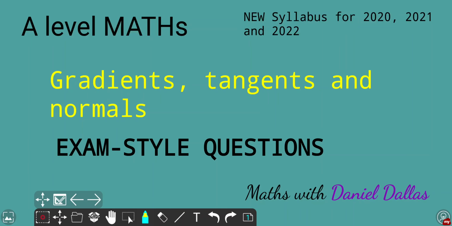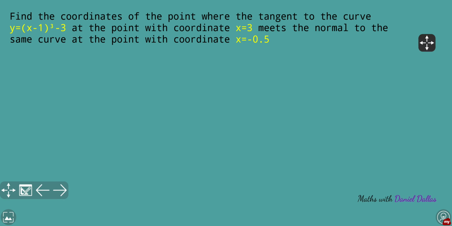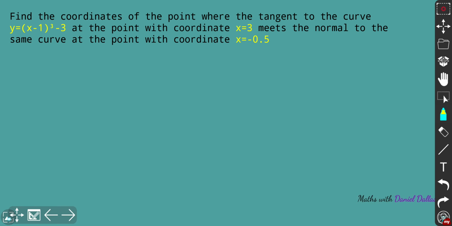Another video, guys, that's all about gradients, tangents, and normals, and we're going to explore differentiation and its application. We're going to go through exam style questions. Make sure you remember how the equations look for calculating the gradient at a given point on the curve, and also how to find equations for normals and the tangent line at a given point.